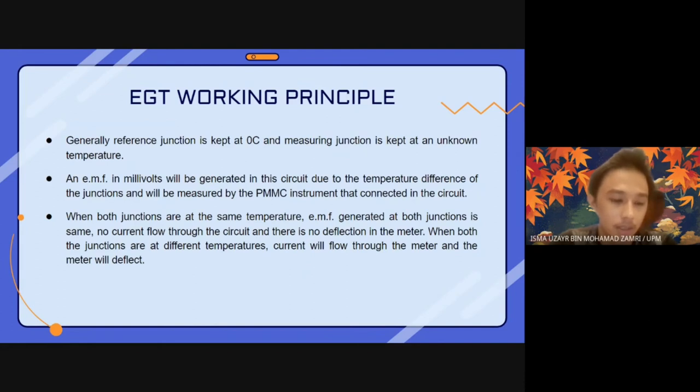Generally, the reference junction, which is the cold junction, must be kept at 0 Celsius, and the hot junction, which means the measuring junction, is kept at the unknown temperature. An EMF in millivolts will be generated in the circuit due to the temperature difference of these junctions, and this EMF will be measured by the PMMC instrument connected in the circuit. When both junctions are at the same temperature, no current is generated and there is no meter deflection. But when the junctions are at different temperatures, current will flow through the meter and there will be deflection at the meter.